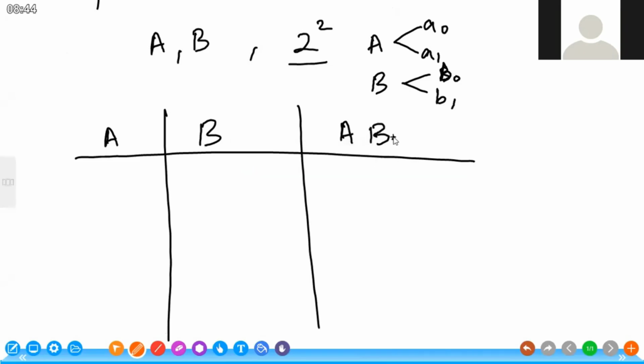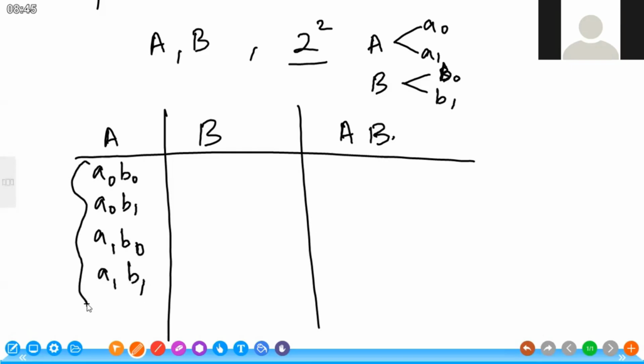Right? A, B. So here, A0, B0. Right? A0, B0, A0, B1, A1, B0, A1, B1. So this is how the combination goes. Right? This is how the combination goes.